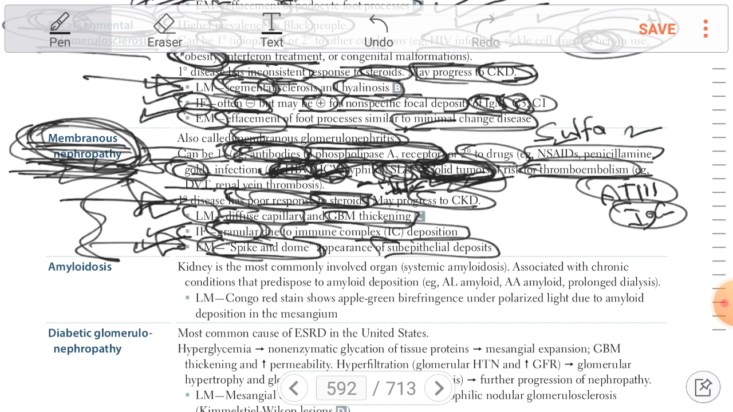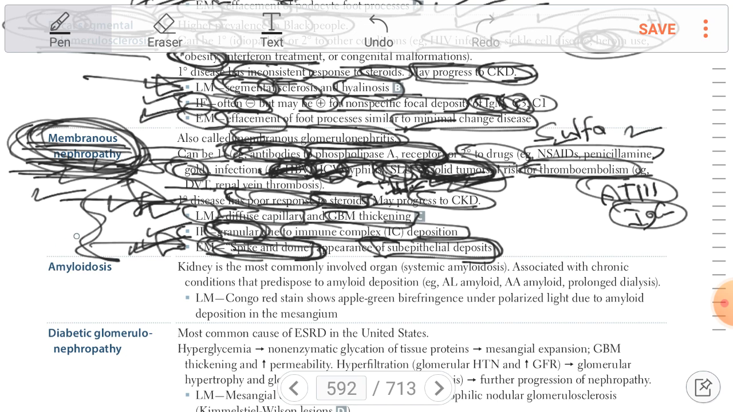It's membranous nephropathy. So it's spike and dome, subepithelial. So it's a membranous nephropathy plus granular immune complex. But the most important is subepithelial, spike and dome. This is the most important.